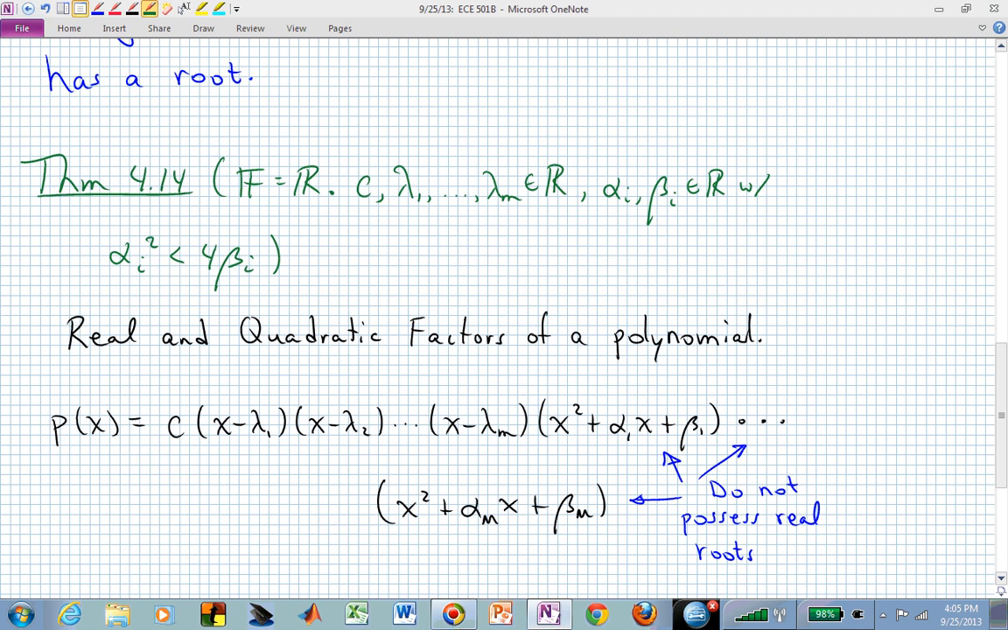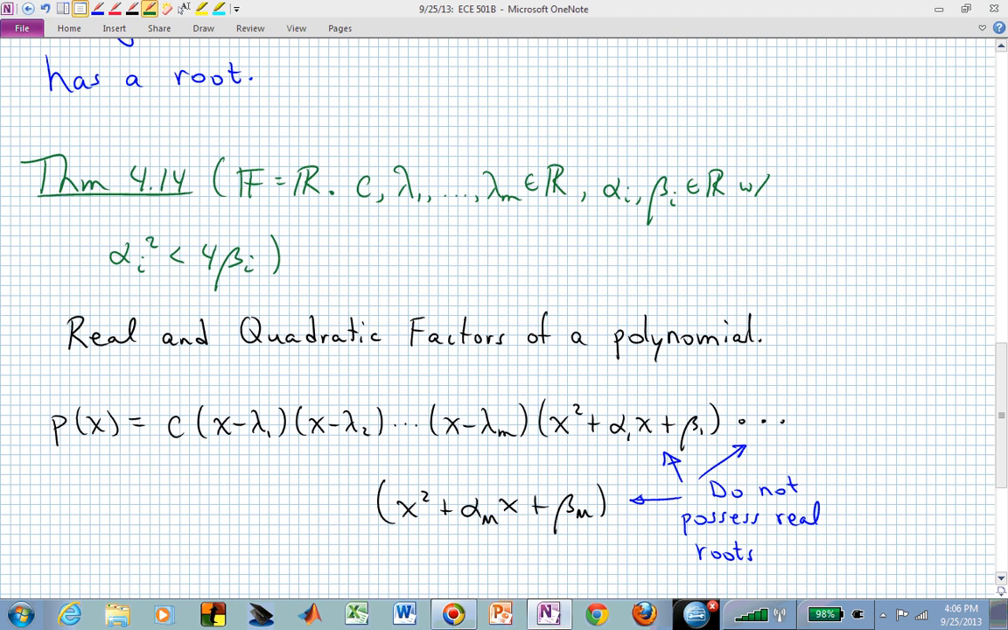If we needed to factor x squared plus alpha 1x plus beta 1, we couldn't do that with real number factors. We would have to enter the complex setting or the complex field to obtain factors. Or what we're saying is when we set these quadratics to 0, we can't find real values for x that cause those to vanish or to equal 0. These factors, that's a capital M, so 1, 2, up to capital M of those factors do not possess real roots. And that's theorem 4.14.